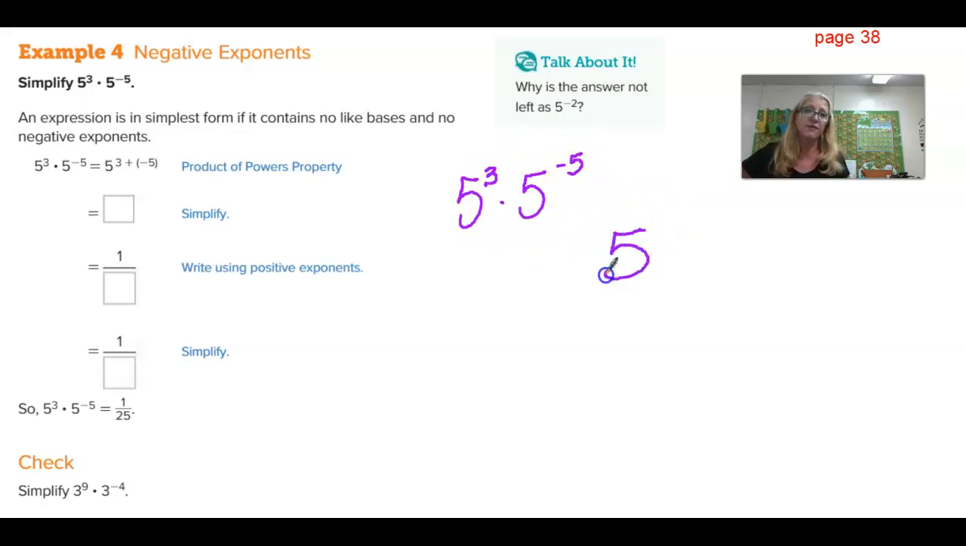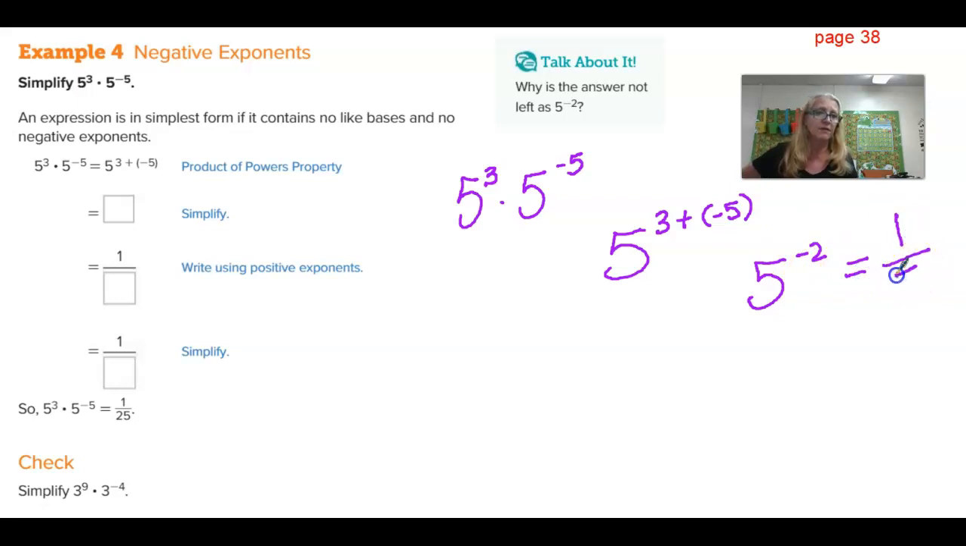So this is going to be 5 to the 3 plus negative 5 power. Well, 3 plus negative 5 is negative 2. So it's 5 to the negative 2, but we can't leave our answer like that. That's not fully simplified. So we need to put a 1 over it and put the 5 to the second power in the bottom. So over here, you would have 5 to the negative 2. You would have 5 to the second. Oh, and then they want you to take it a step further and write 25.